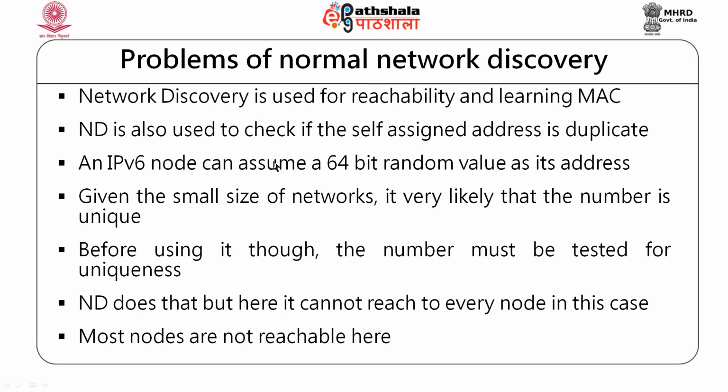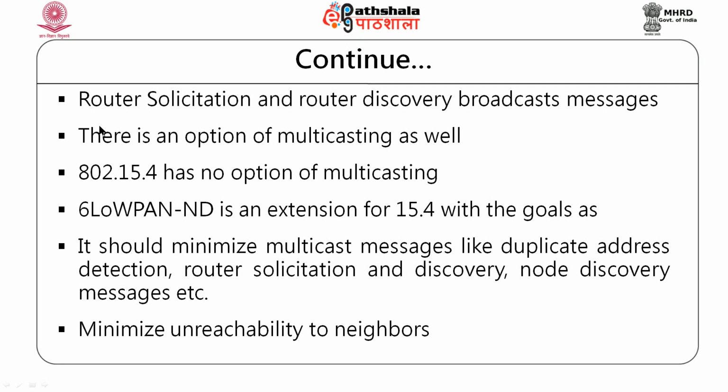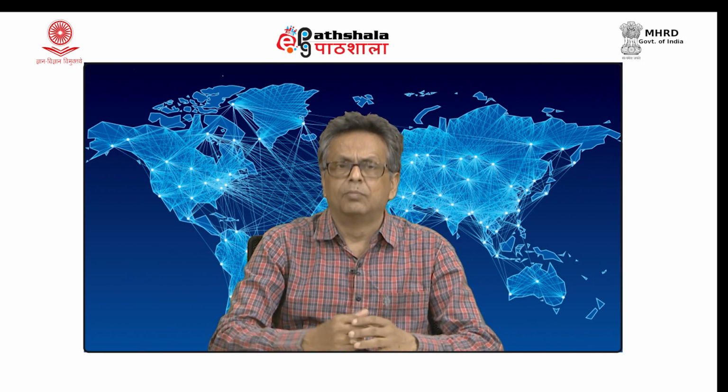So, network discovery does this. There are two other protocols used, router solicitation and router discovery. Router solicitation is a node looking for a router, asking who is any router around, kind of a broadcast. Router advertisement is whenever a router comes to the network, saying is there any node who needs my service, I am the router. Both these solutions demand broadcast.